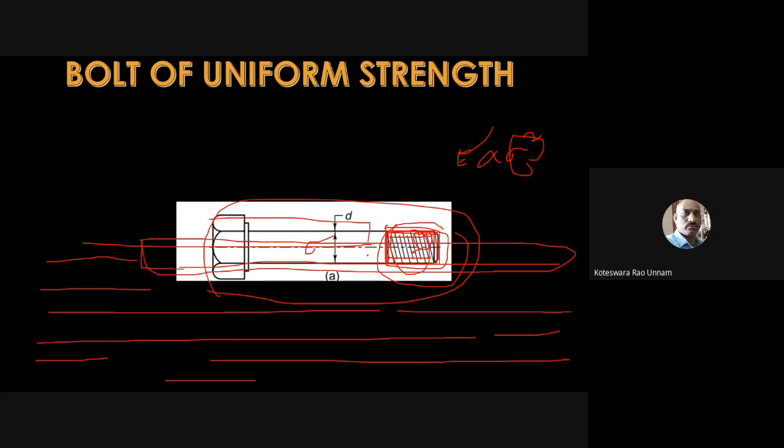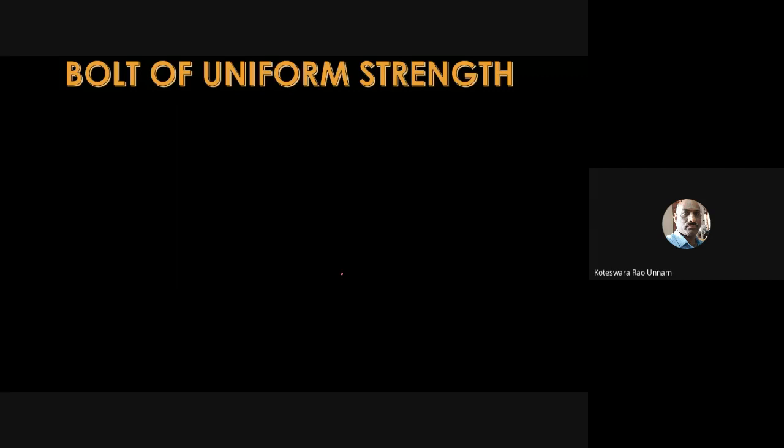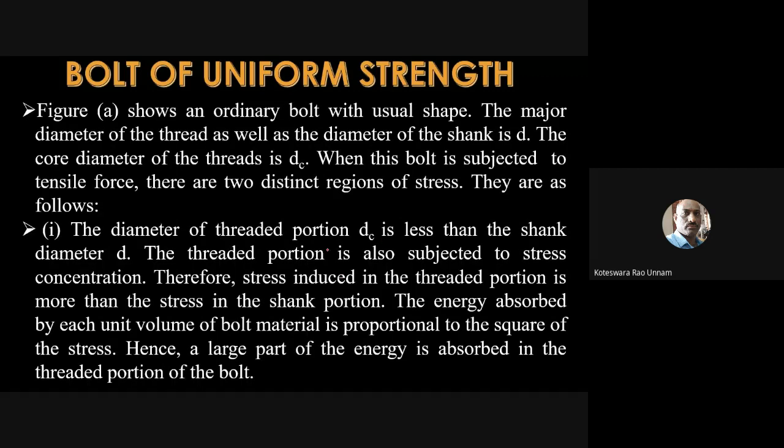Whereas the remaining portion is taking only some 30%. So that means the energy is not distributed uniformly. So that means you don't have any uniform strength. So that is the problem if you take an original or a general shape.